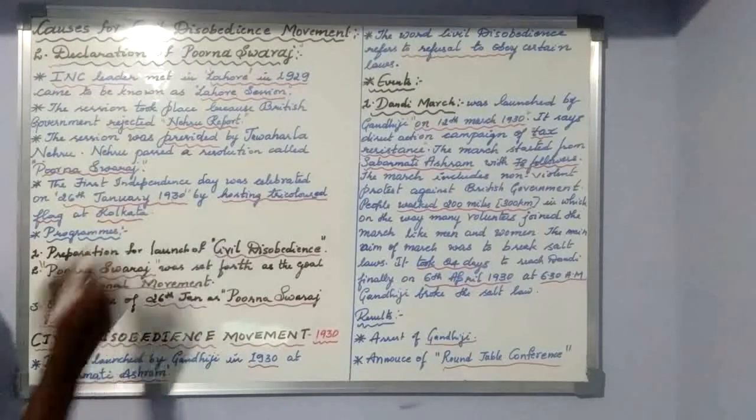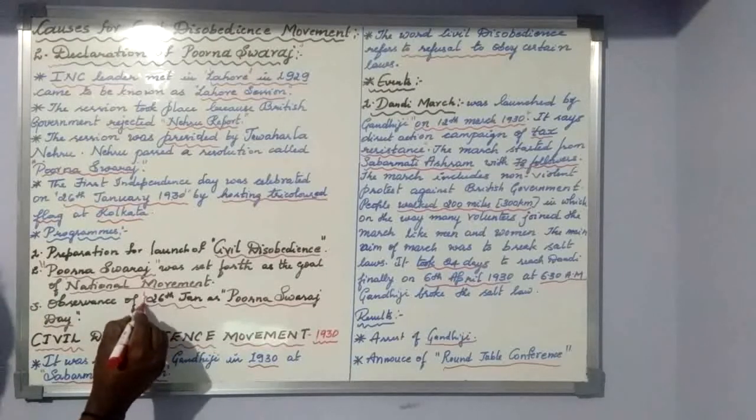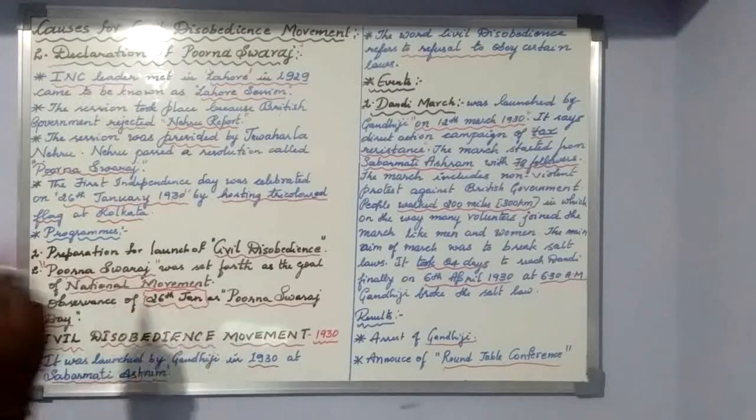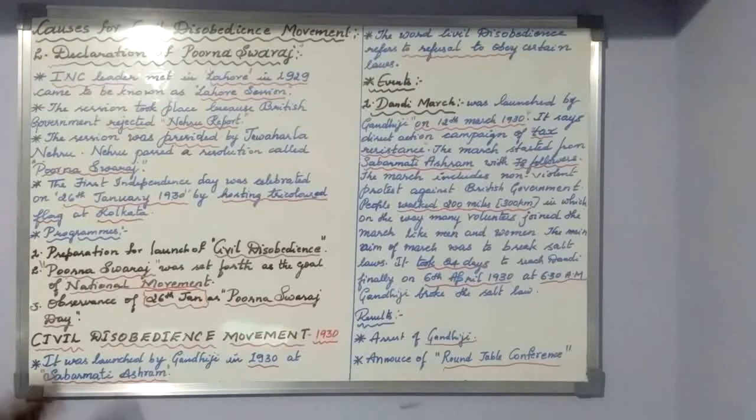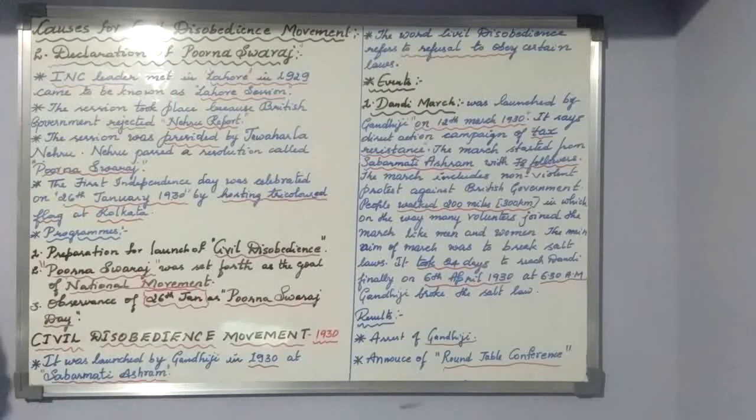Not only in 1930, but from 1930 onwards, every year 26 January will be called Purna Swaraj Day, where every year we will celebrate it by hoisting the tricolor flag. So by these three programs and plans, the declaration of Purna Swaraj was done, and after the declaration of Purna Swaraj in 1930, as one of the programs, the civil disobedience movement was launched in 1930.